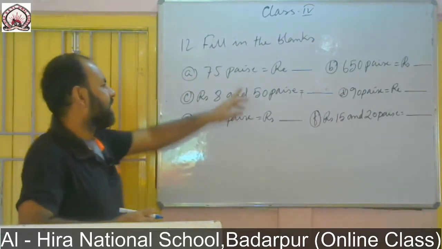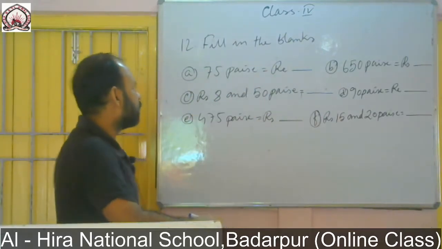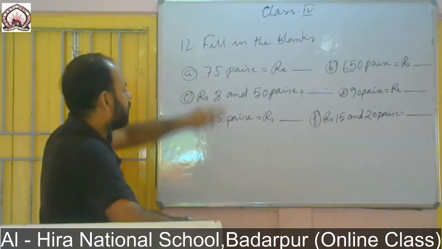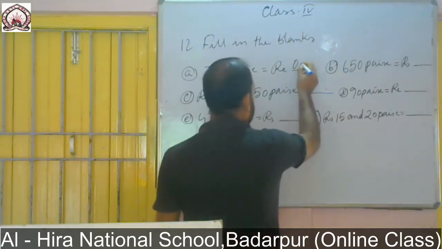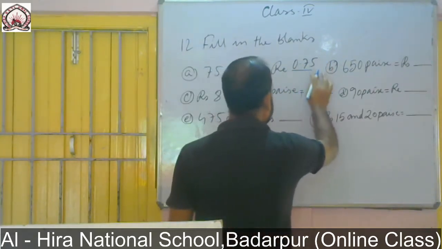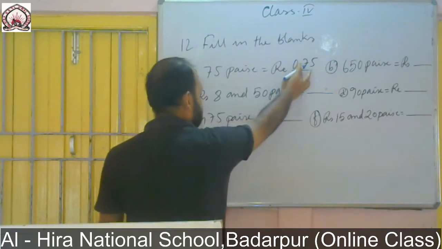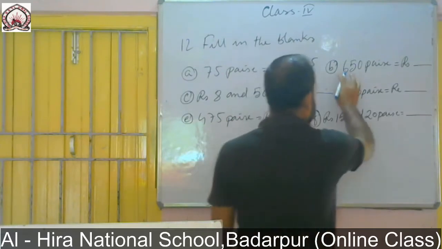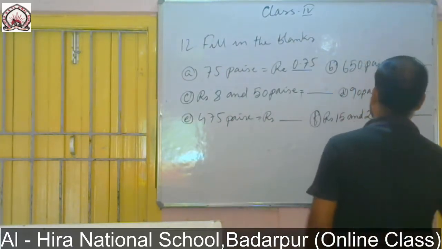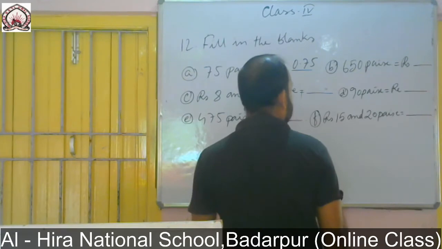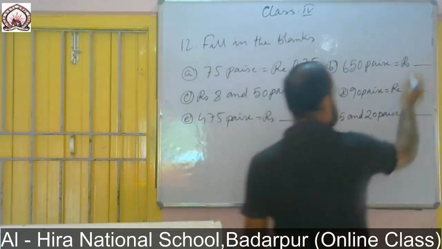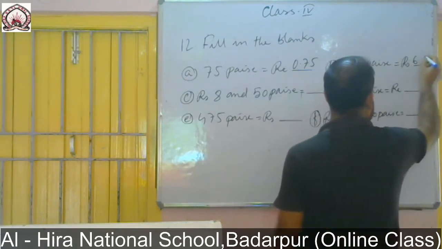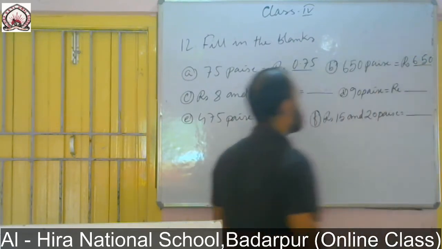So here, 75 paisa, if you write as rupee, then how to write? Because it is only paisa, no rupees, the integral part is 0, so we write 0.75 rupee. Here 650 paisa equal to dash rupees. We know 100 paisa equals 1 rupee, so 600 paisa equals 6 rupees, and 50 paisa, so 6.50.